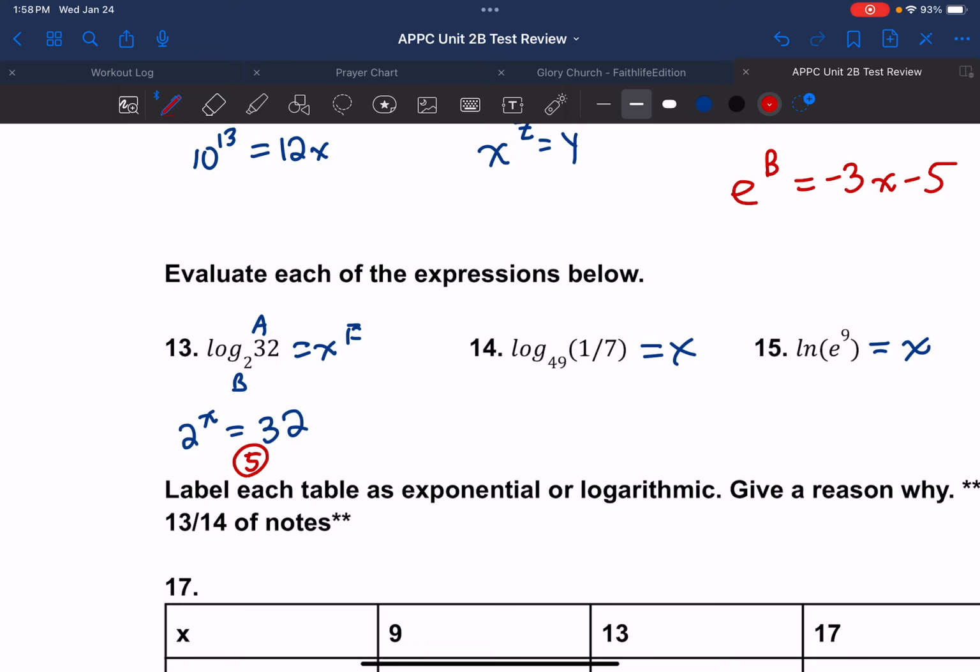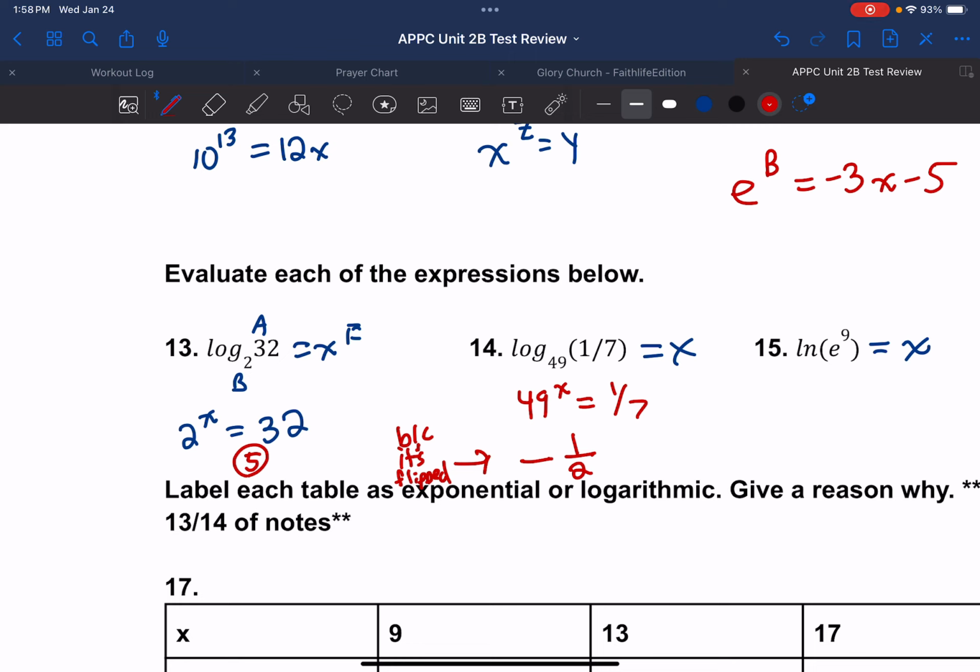Same thing here. It's going to be 49 to what power equals 1/7. So one thing I see already is how would I flip 49 to the bottom? So I know one part is it has to be negative because it's flipped. And then I know the square root of 49 would give me 7. So it's going to be to the 1/2 power, negative 1/2.